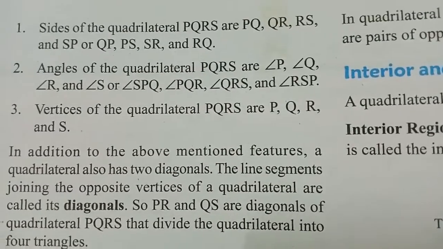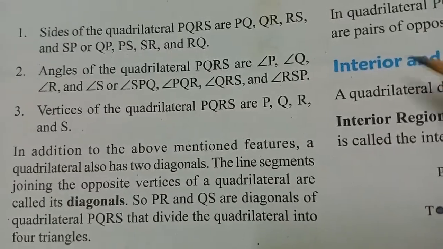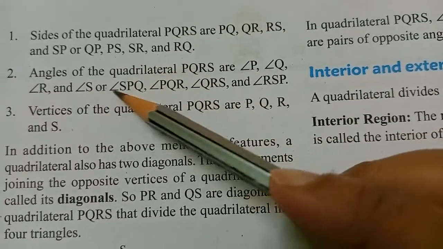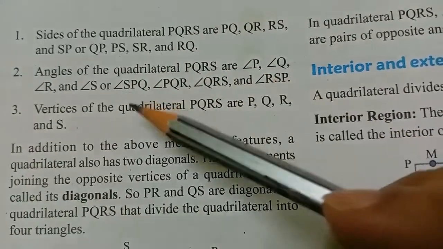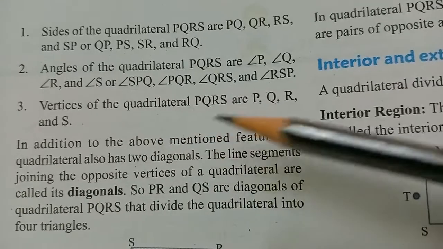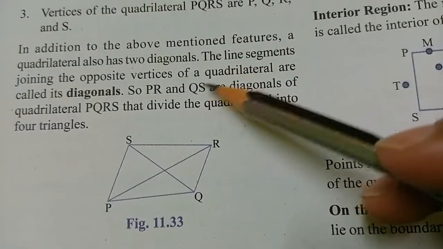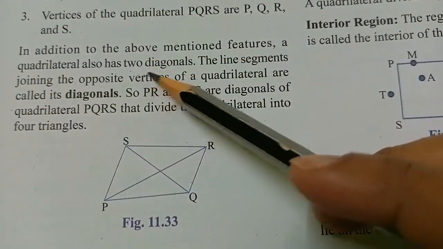So next page, let us see. In the next page, everything is written. Just now I had told you all the sides are written, PQ, QR, RS and SP. Then all the angles are written, angle P, Q, R, S, and all the vertices are written, P, Q, R and S. Okay. So in addition to the above mentioned features, a quadrilateral has two diagonals.